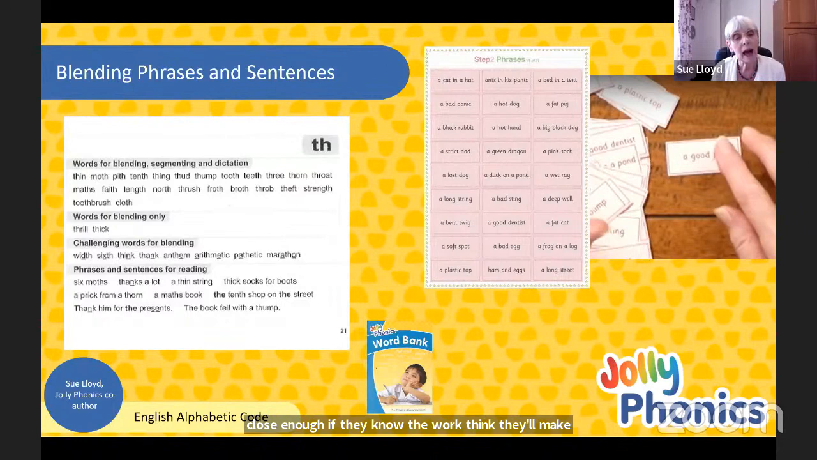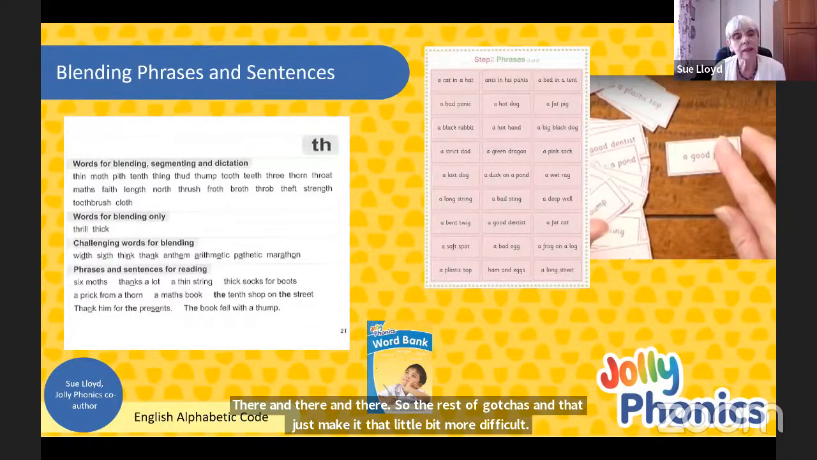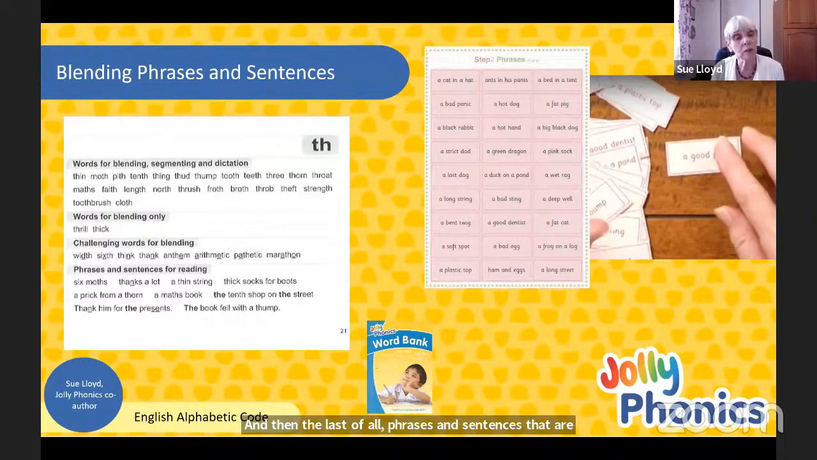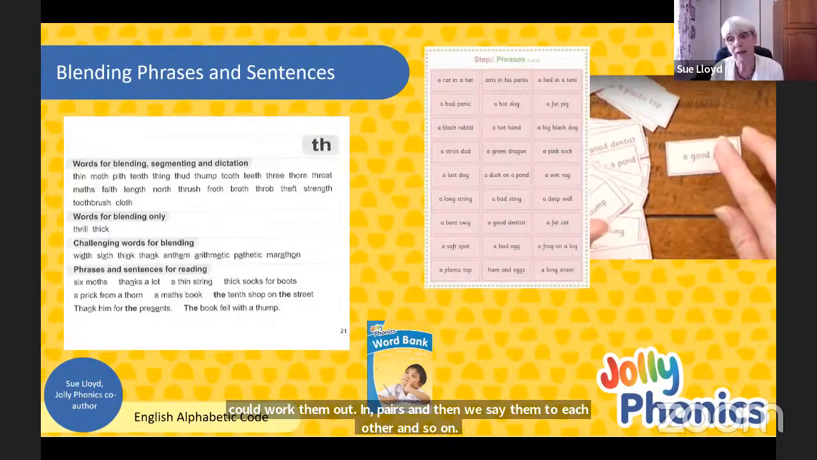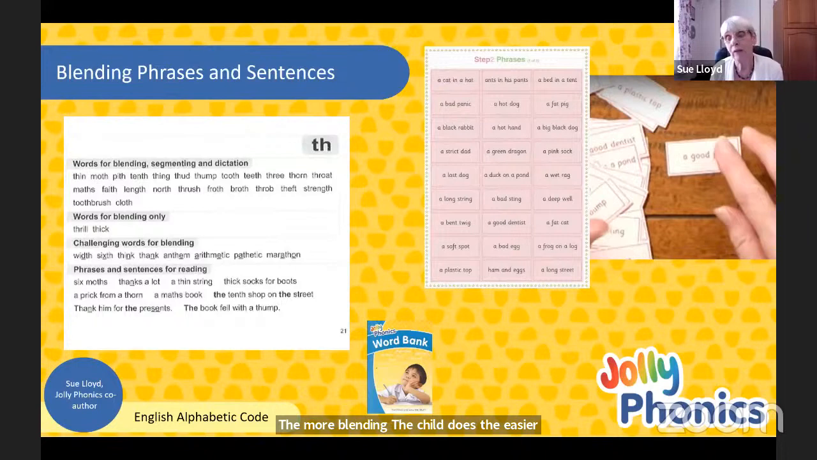Same with thank. Anthem has got that schwa in there, which I'll talk about a bit later, where we swallow it. So anthem, there's another schwa there, another one there, and there, and there, and there. So the rest have got schwas in that just make it that little bit more difficult. And then the last of all, phrases and sentences that are useful for reading. So teachers can put some extra ones up on the board, and the children can then work them out. They could work them out in pairs and then say them to each other and so on. The more blending the child does, the easier reading becomes. Some find it very, very easy, and others, they just need more practice.